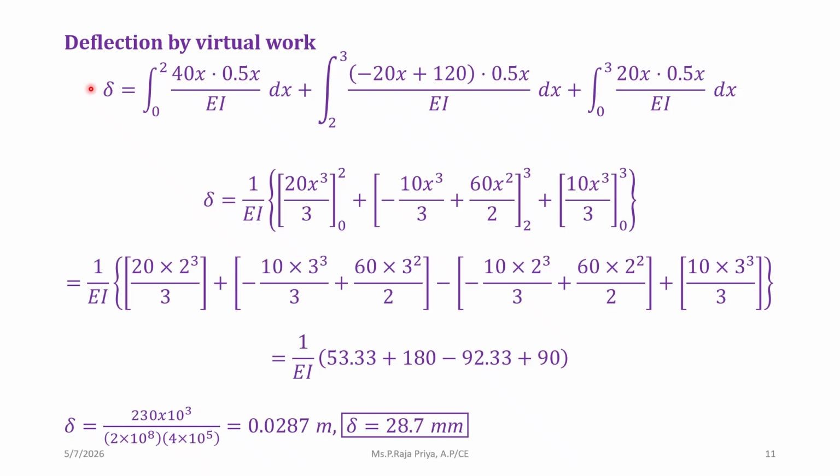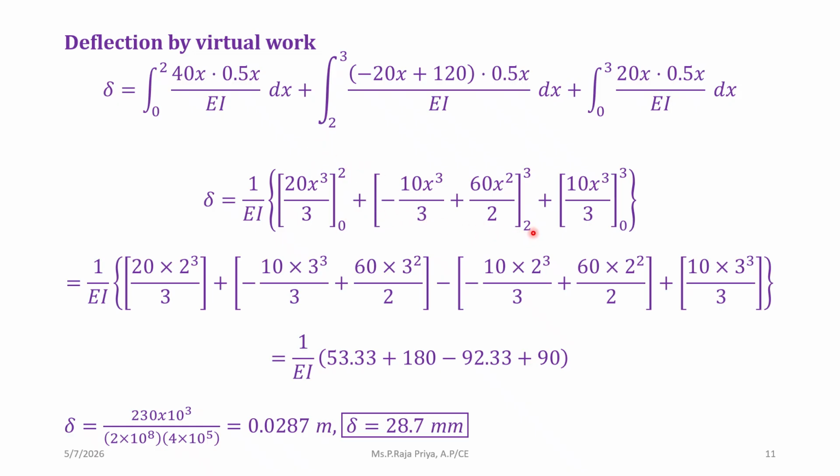Then apply all the values in the deflection formula, which is integral 0 to L of capital M small m divided by EI into dx. Capital M is due to the real moment and small m is due to the virtual moment, that is, the moment due to the virtual load. Multiply, simplify, then integrate and apply the limits. For the first one, the limit is 0 to 2. You can apply only the upper limit, since the lower limit is 0, you can neglect it.